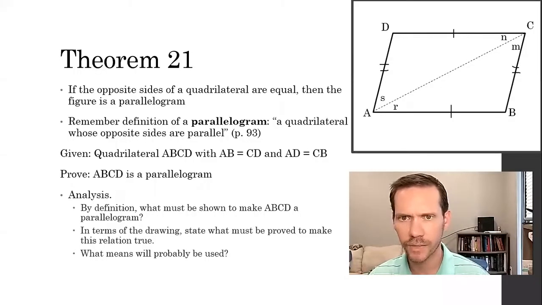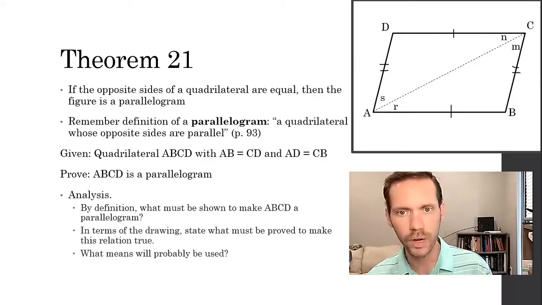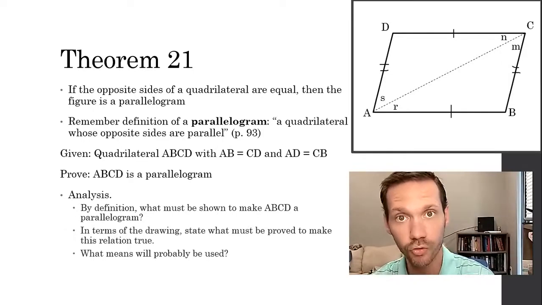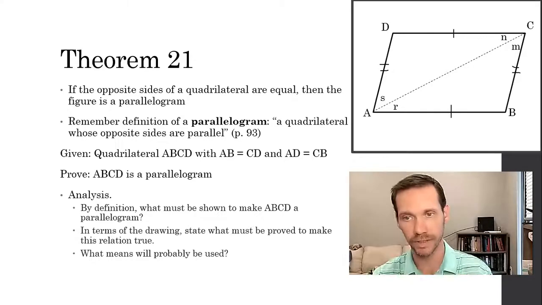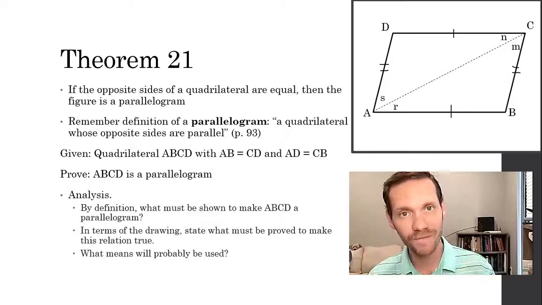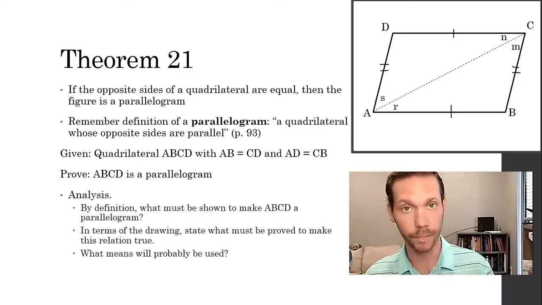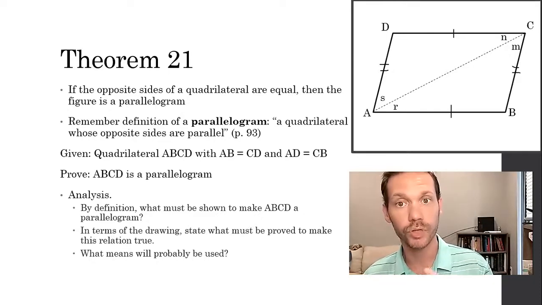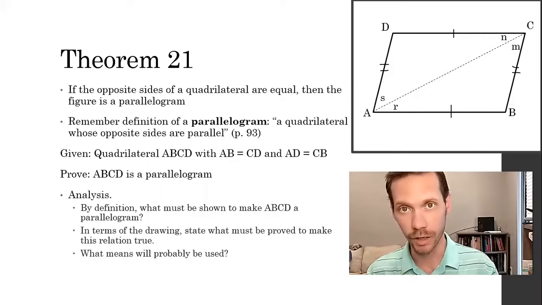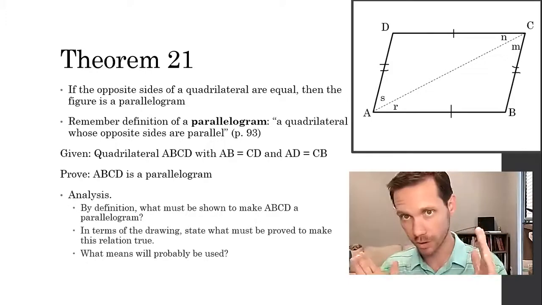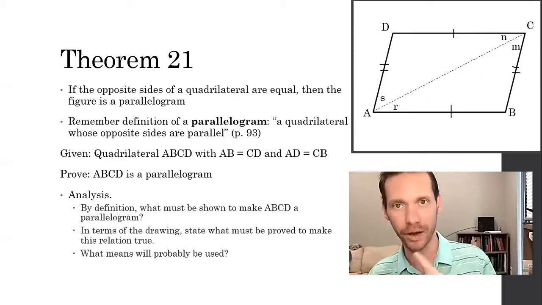Let's go ahead and look at theorem 21, and then we'll do 22, 23. Theorem 21 says that if the opposite sides of a quadrilateral are equal, so opposite sides, the top and the bottom, and the left and the right are equal to each other, then the figure is a parallelogram. Now remember, a quadrilateral is just a four-sided figure. The parallelogram is what we want to go to, whereas it's a quadrilateral whose opposite sides are parallel. So the goal of this whole theorem is to show that equal sides is going to translate into parallel sides.